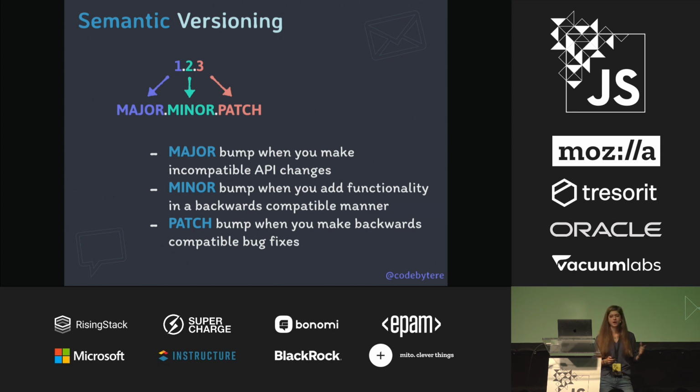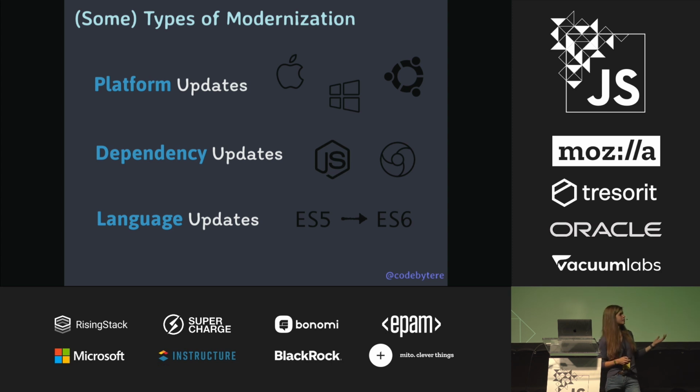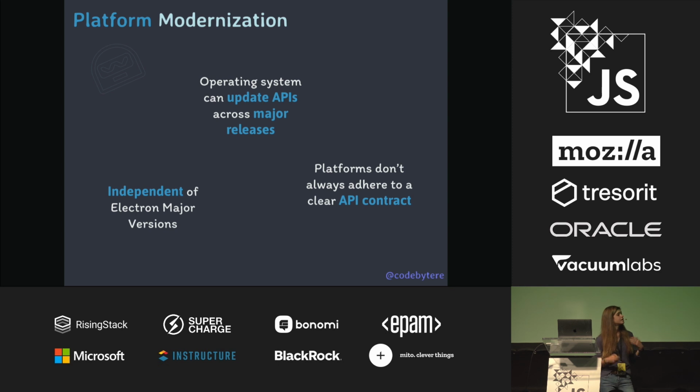Major version bumps are made when you add incompatible or breaking API changes. Minor bumps indicate new but backwards compatible functionality. And then finally, patch updates indicate fixes to existing functionality but nothing new. For our purposes today, I'm going to focus on 3 main buckets. Modernization spurred by updates to platform, modernization related to dependencies, and then finally, modernization related to programming language specification. First off, platform modernization.